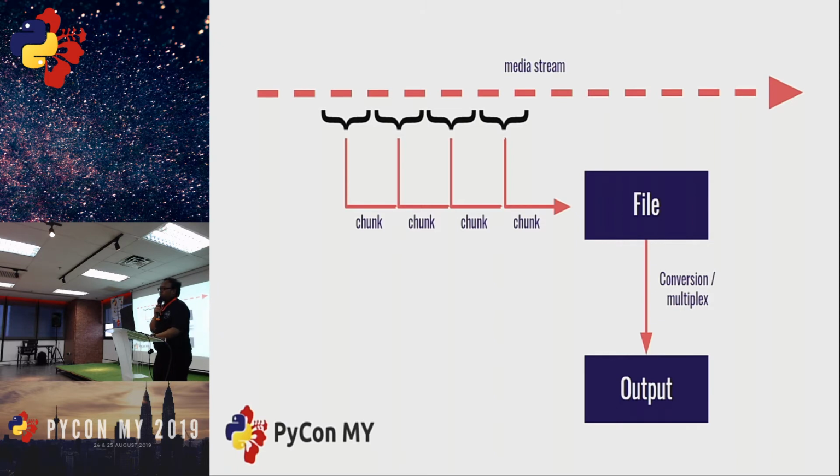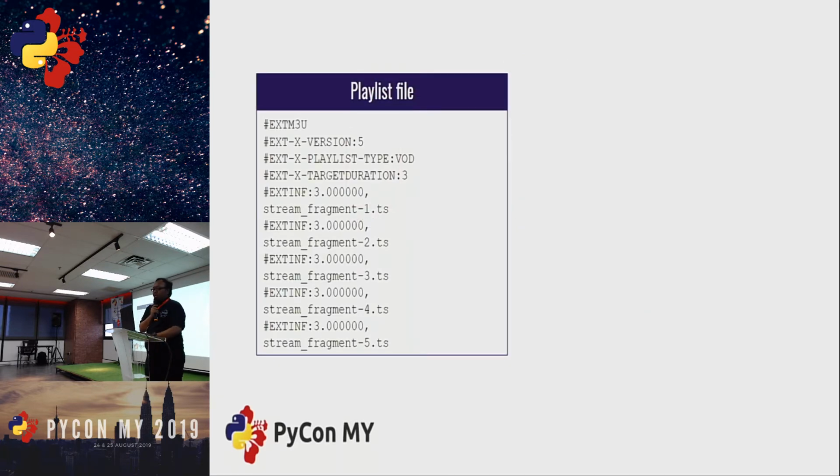But this is for the simple one, which is quite rare to find. And this is an example of a playlist file. It looks exactly like this. We can read the header, hash key, EXTM3U, that's the header. Version, playlist type. There are two playlist types, VOD and something else, but this all doesn't concern you really. Target duration is the maximum length of each chunk.